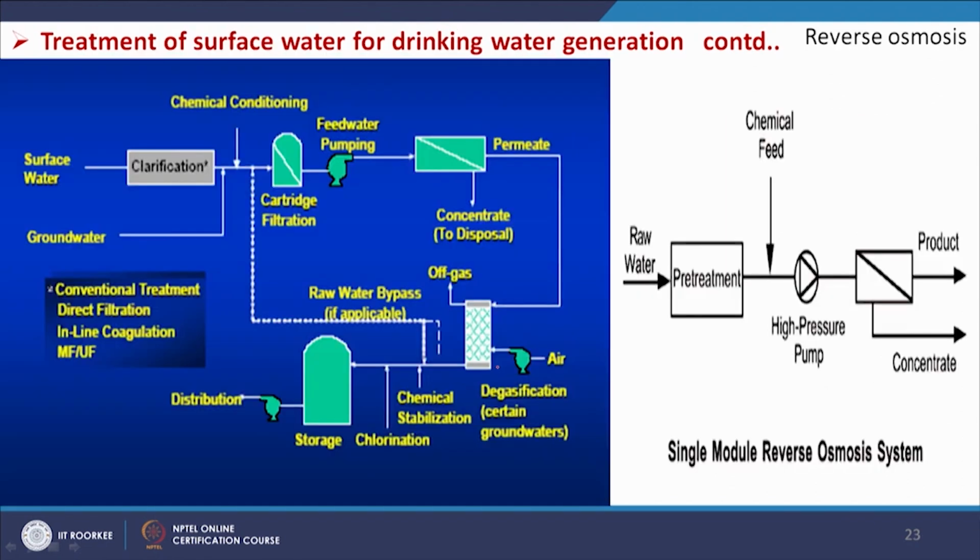Next, reverse osmosis is another method, that is a tertiary treatment. As you know, in this case the water after clarification comes, is then filtered, and then goes to RO.